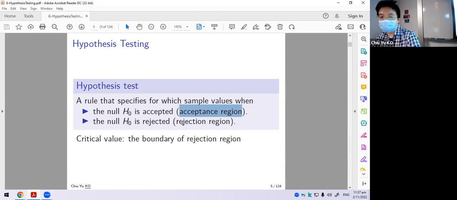I hope that would help, but I guess it is very clear what we have been doing, we just did not describe it formally. Basically, it is a rule. If you see this sample outcome, you reject H null. If you see this, you say okay. So that is what we call hypothesis testing. That's the definition, and the boundary we call the critical value.